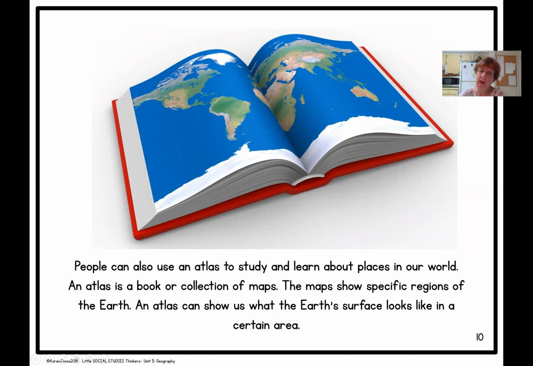People also use an atlas to study and learn about places in our world. An atlas is a book or collection of maps. The maps show specific regions of the Earth, okay? So in this map here on this atlas, I can see the different continents that we've talked about before. An atlas can show us what the Earth's surface looks like in a certain area.